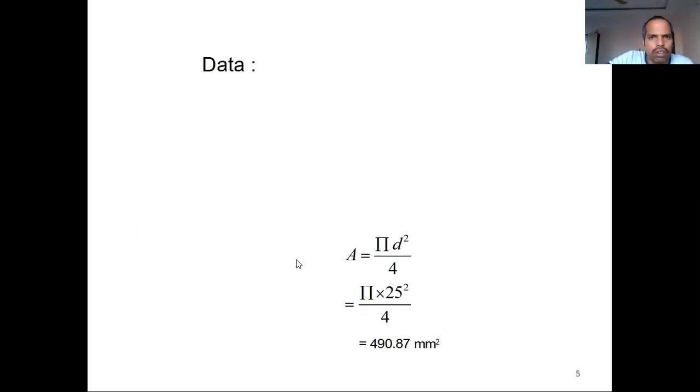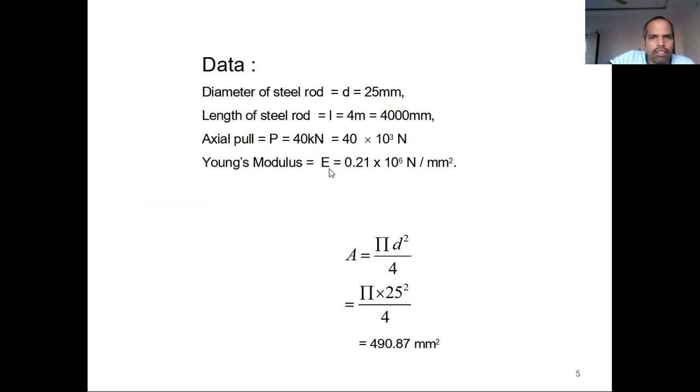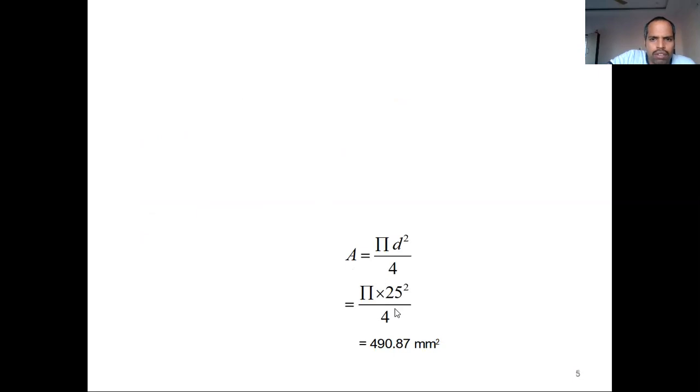Let us see the solution. So what is the data given? The diameter of the steel rod is given, and the length of the rod. Now coming to the solution, area of the rod A is equal to pi by 4 d square. So what is d? d is equal to 25 mm. So you will get the area 490.8.